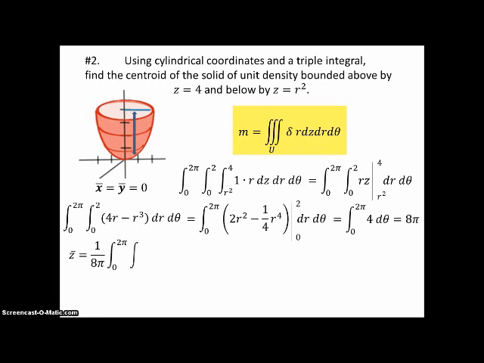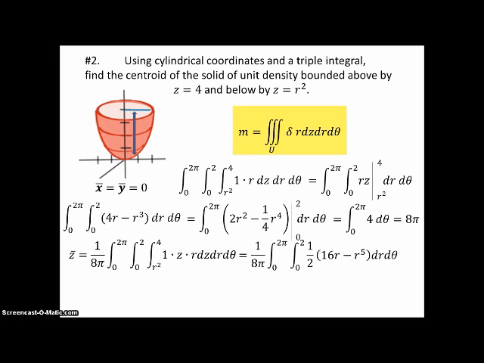And so to compute z bar, we need the reciprocal of the mass, same integral, except this time we integrate the density, which is 1, times z times dV, which is our r dz dr d theta. And the antiderivative of zr with respect to z is going to be 1/2 z squared times r, which we then substitute our 4 and our r squared. Simplify that. I'm skipping some steps in order to fit this all on the slide.